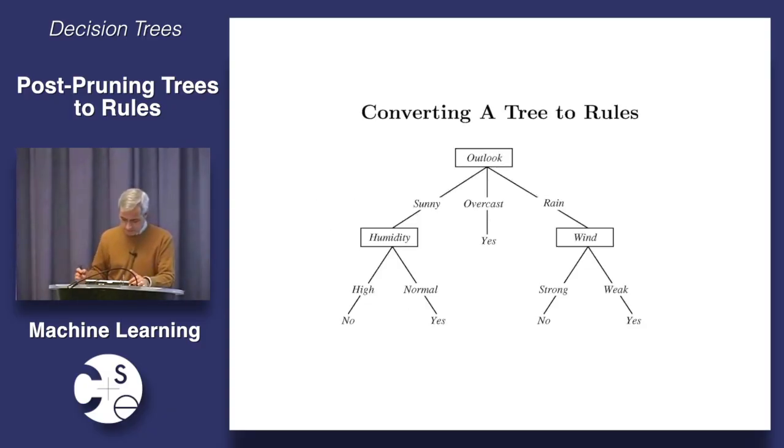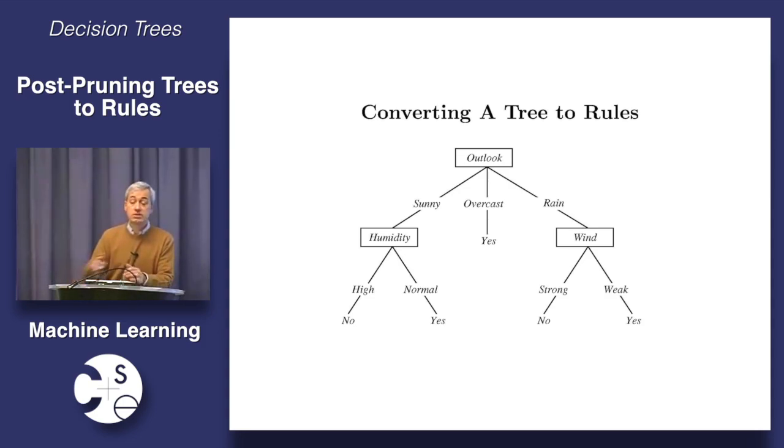First of all, here's our good old friend, the decision tree for playing tennis. The first question is, if I were to just convert this into a set of rules, so don't even worry about pruning for just a second, what would the set of rules look like? Remember, a decision tree is really a set of nested if-then statements. If outlook sunny, then if humidity high, then no, and so on and so forth. So it's a tree of if-then statements.